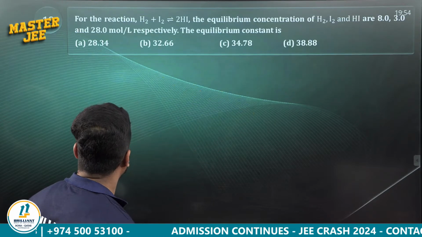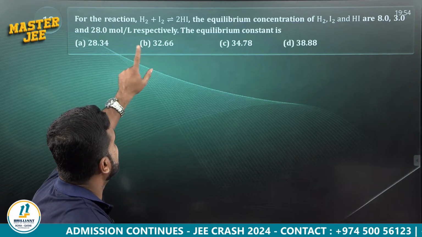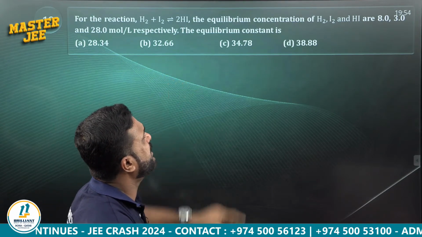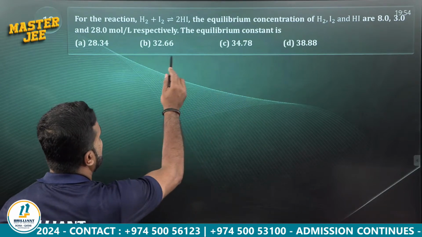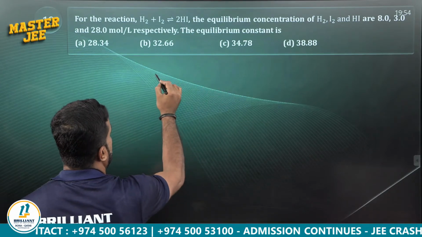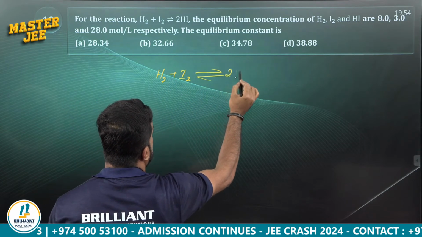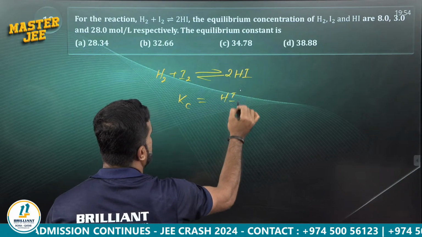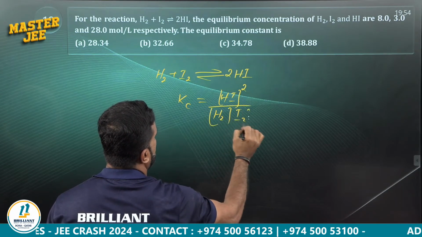We will go to the 19th one. Question number 19. For the reaction H2 plus I2 reversible 2HI. Again the basic one. The equilibrium concentrations of H2, I2 and HI are given, all the values as given, respectively, find the equilibrium constant. So what is the equation given? H2 plus I2 reversibly gives 2HI, correct? So the equilibrium constant, if you are writing, is HI concentration raised to 2 divided by H2 concentration into I2 concentration.